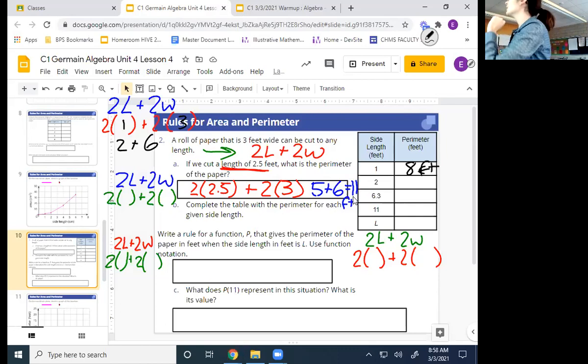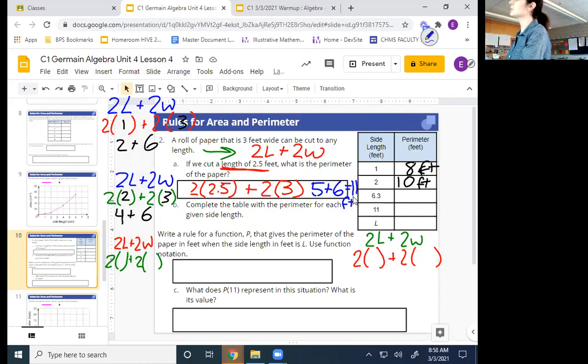Now I'm going to plug in my second one here. My length this time is 2. My width is always going to be 3. 2 times 2 is 4, plus 2 times 3 is 6. This one is going to have a perimeter of 10 feet. Nice job, everybody.